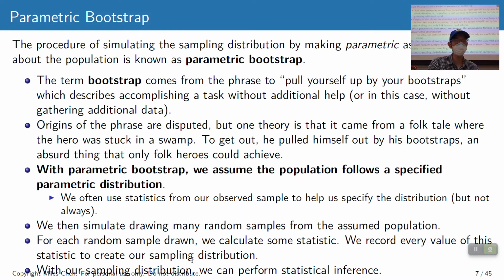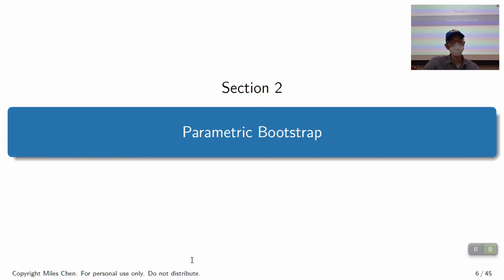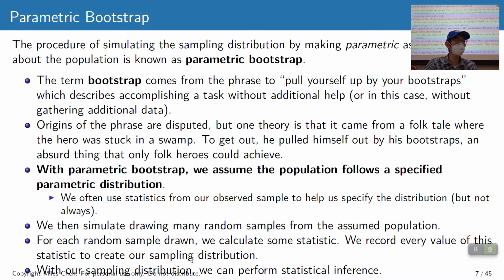So we're going to look at two types of bootstrap today: parametric bootstrap and non-parametric bootstrap. When you hear the term bootstrap used without any context, at least in the context of statistics, it's probably non-parametric bootstrap. But I like to discuss parametric bootstrap because it's also very useful. With parametric bootstrap, we're making parametric assumptions about the population.